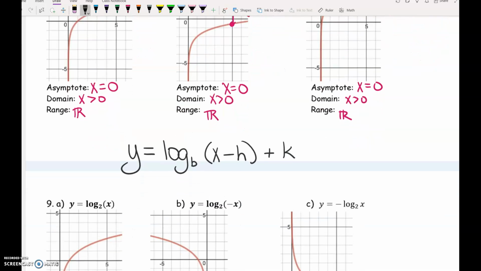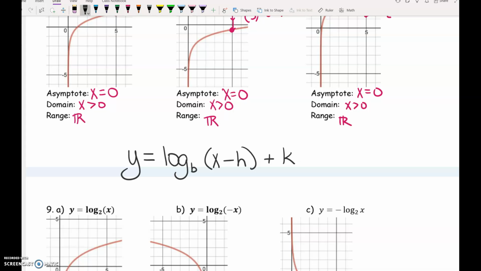So far, we've basically looked at what happens if there's something added or subtracted inside the parentheses and what happens if there's something added or subtracted after. If it's inside the parentheses, plus means that the graph moves left, minus means the graph moves right. The plus k, plus moves the graph up, minus moves the graph down.